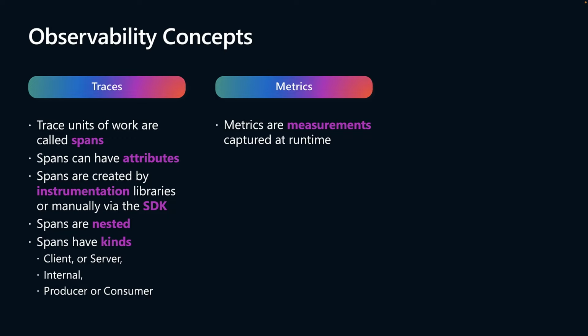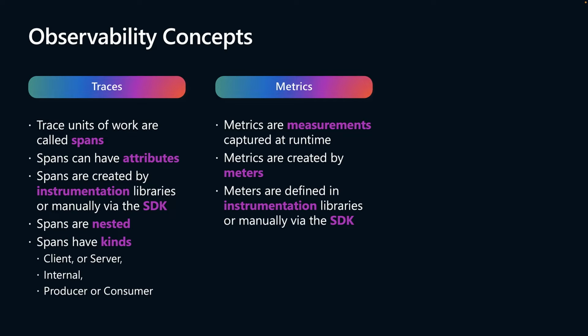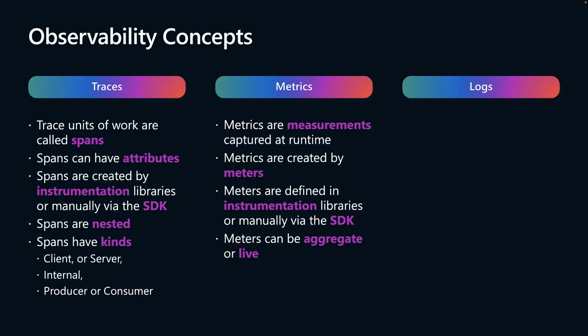Metrics are another concept. They are measurements that are captured at runtime. So in the car analogy, we have things like our speed or our engine temperature. Those are not necessarily part of a span. They're just live attributes of the system, and they're created by meters. Some instrumentation libraries do emit metrics. Not many of them do at the moment. So often you have to write them yourself using the SDK, or you have to configure that specifically with the instrumentation library. Meters can be aggregate or live. So it could be the total number of calls, or it could be live as in the remaining number of API calls left within a trigger.